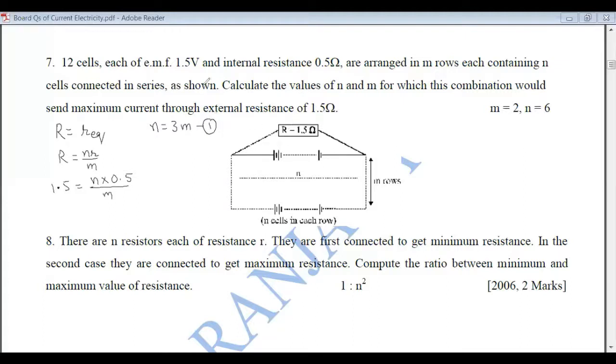Also, how many cells are there? 12. So n number of cells into m, so n into m is equal to 12. Let this be equation number 2. Solving 1 and 2, we get m is equal to 2 and n is equal to 6. So in one row, the number of cells is 6, and in this way there are 2 rows.